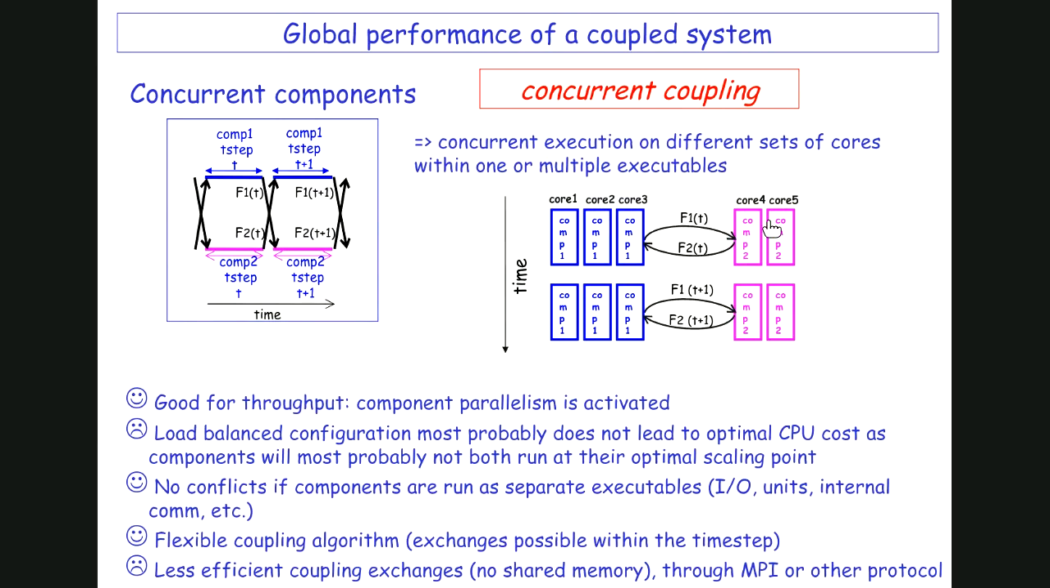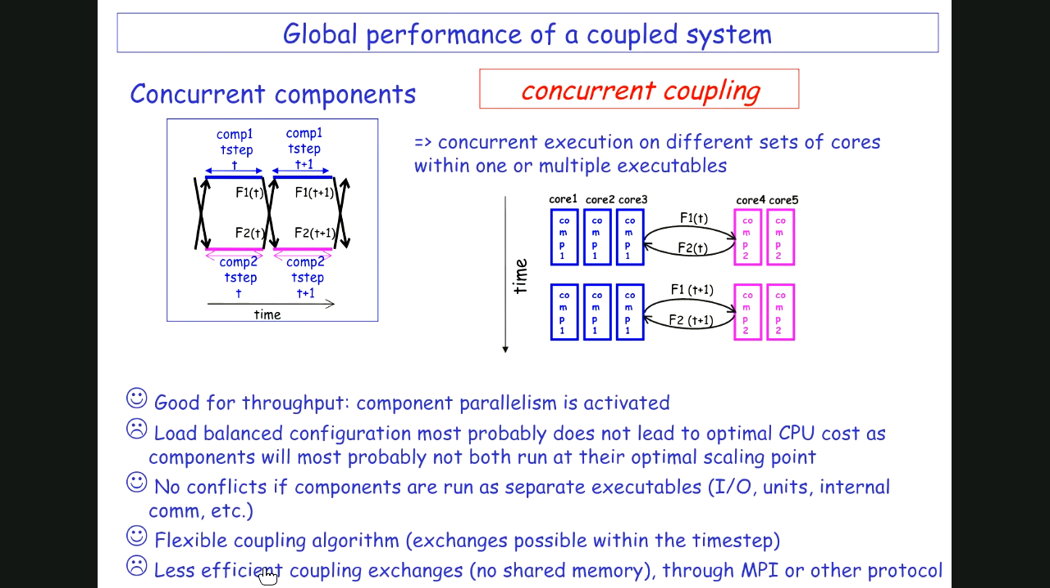Another advantage of concurrent coupling is that you can implement a more flexible coupling algorithm, because the components are both running all the time, so you can decide at any point of time, I mean, if the data is available, of course, to send some data back and forth. So the coupling algorithms that you can exchange are much more diverse than when you have sequential coupling.